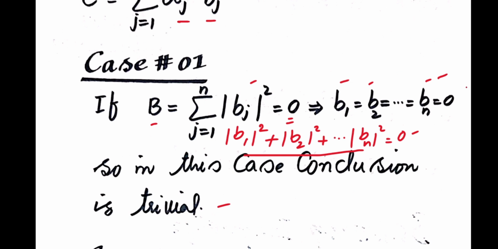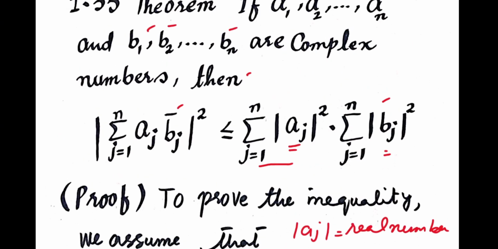In other words, if you put all of b1, b2, bn equal to 0 in the inequality, when you put every b equal to 0, then this sum becomes 0. Similarly, when you put every b equal to 0 on the right side, then this summation is also equal to 0. So this inequality holds.